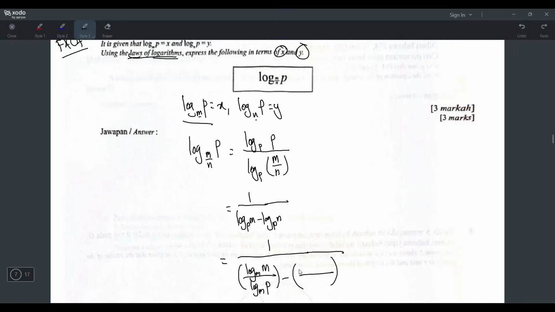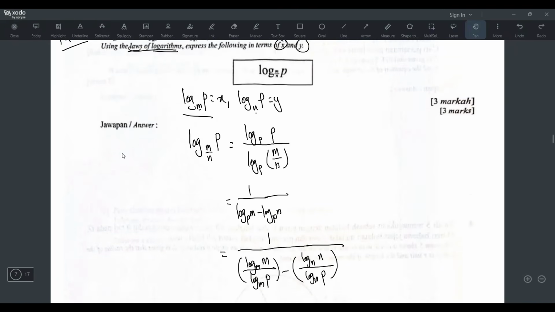Okay, the bottom can, but the top you cannot cut. So you should change to base N. Because you change to base N, then only you can see the N. I write here, P I write here. Then only you can cut. Then only you can simplify it.